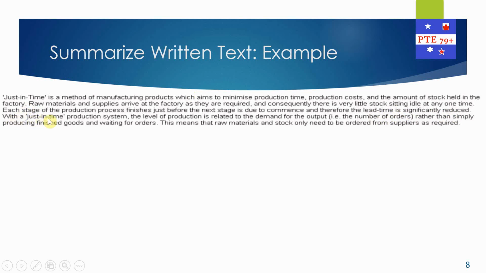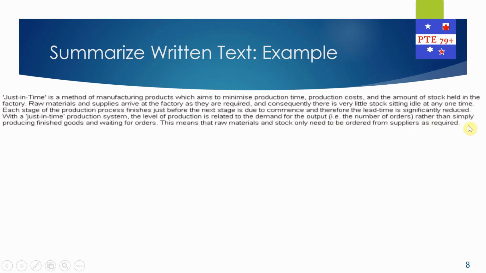With a just in time production system, the level of production is related to the demand for the output rather than simply producing finished goods and waiting for orders. This means that the raw material and stock only need to be ordered from suppliers as required.